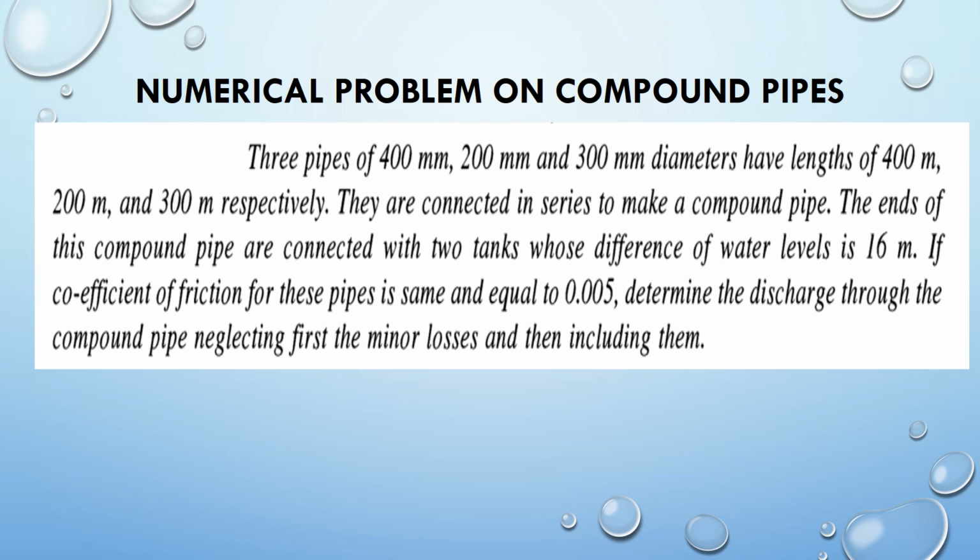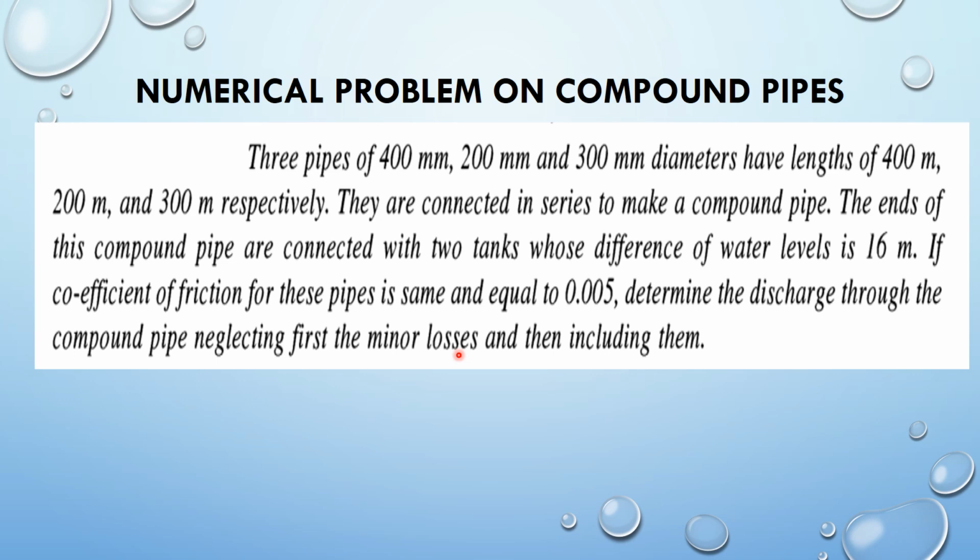If the coefficient of friction for these pipes is the same and is equal to 0.005, determine the discharge through the compound pipe, neglecting first the minor losses and then including them. Even though the problem involves two cases, neglecting minor loss and considering minor loss, we will limit ourselves to the solution neglecting minor loss.